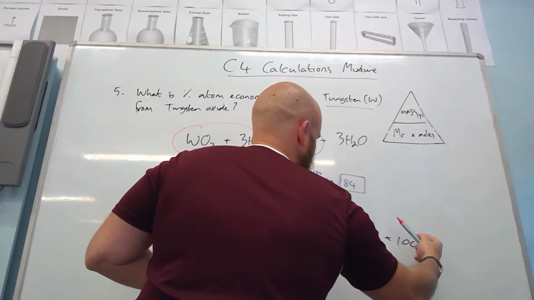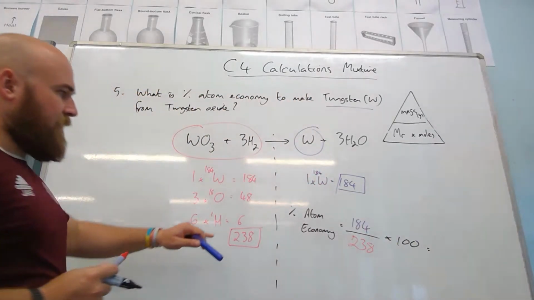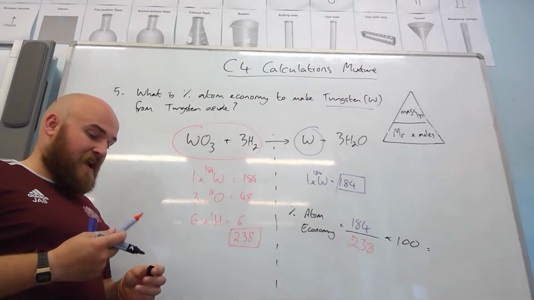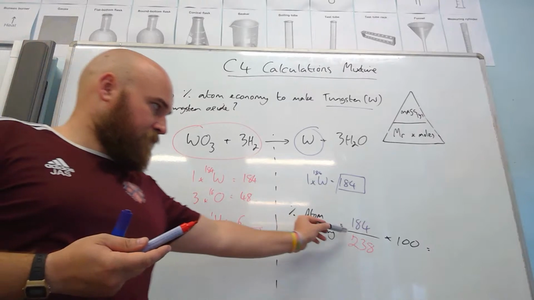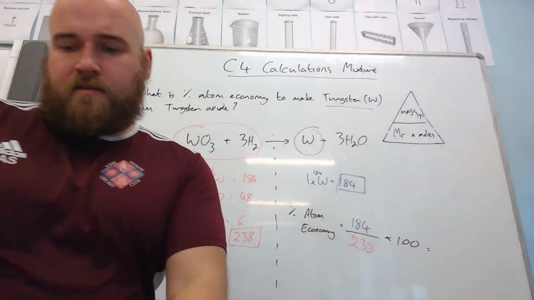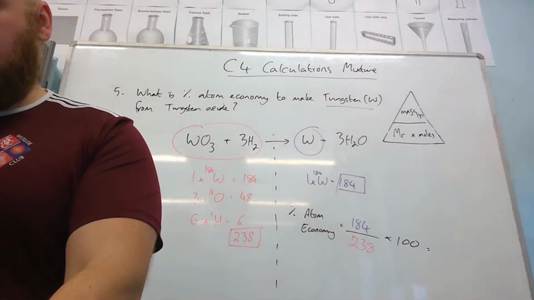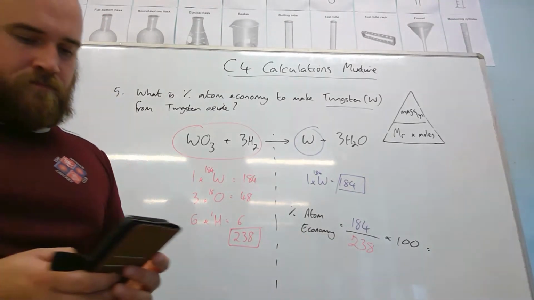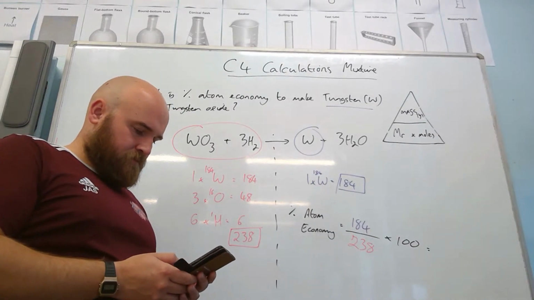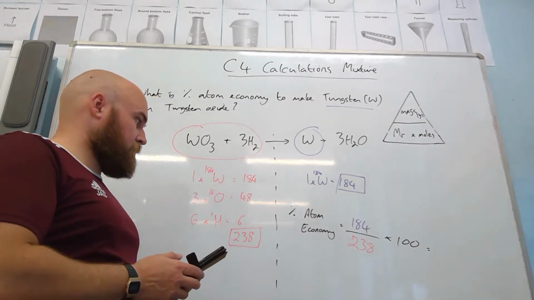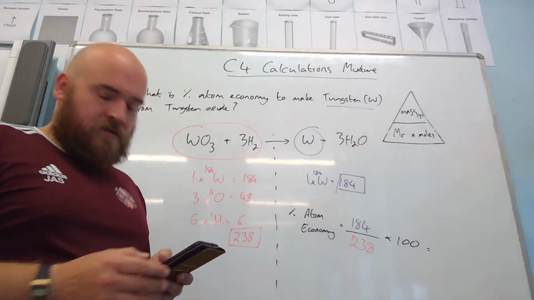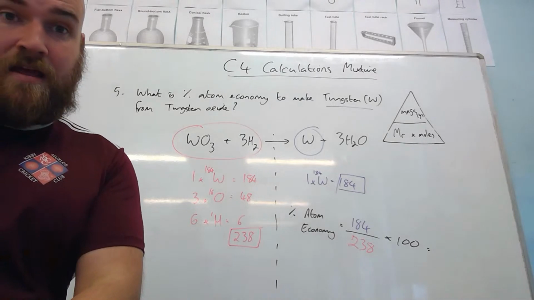And again, you get error carried forward here as well. So if you made a mistake with either your red number or your purple number, it doesn't matter as long as you carry it forward into this equation here. So let's put all that together. It's 184 divided by 238 times 100, 77.3%.